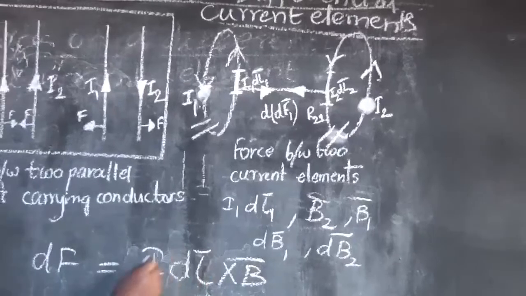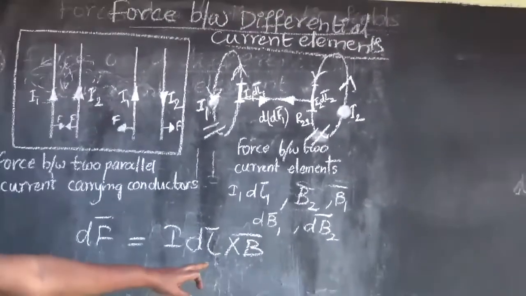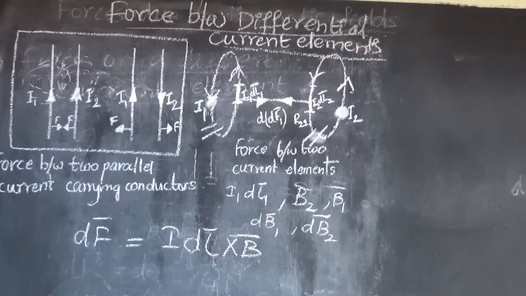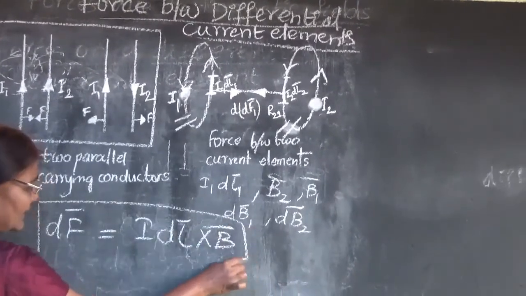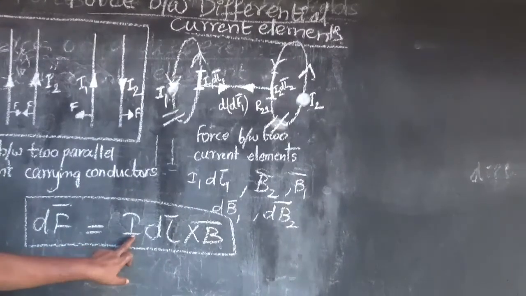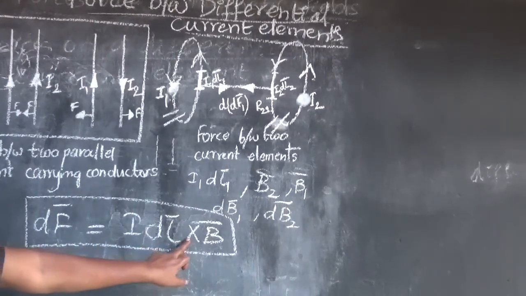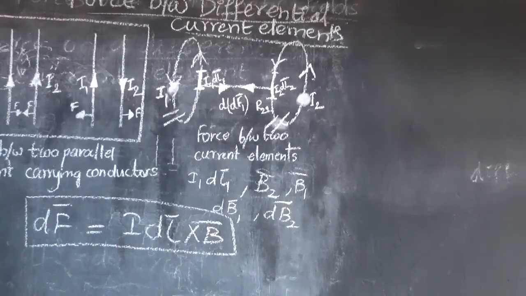The force dF bar is equal to I dl bar cross B bar. So this is the formula we have learnt. The force produced in a current carrying conductor is nothing but I dl bar cross B bar. So this is the formula. Now I want to find what is the force of attraction between these two current carrying conductors.